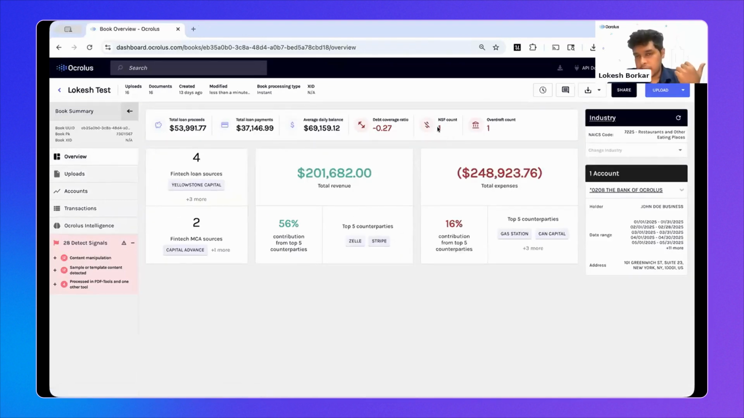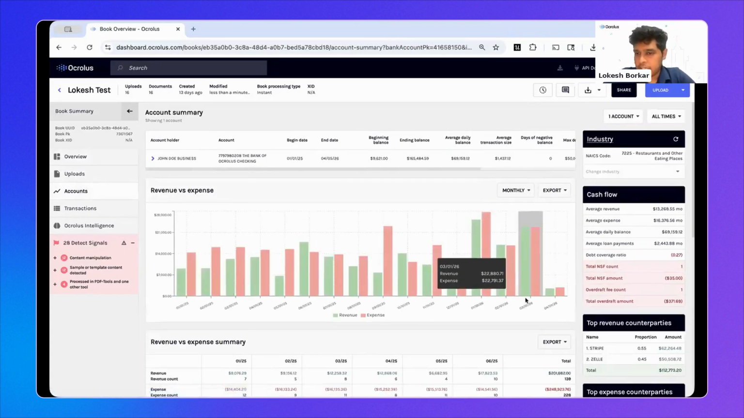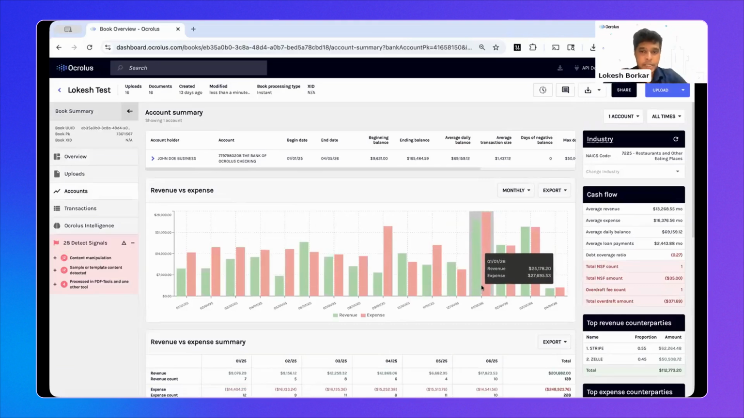Remember, we had just one NSF count and one overdraft count. The picture is still the same. Even on the 4th of April, we just have one NSF count and one overdraft count. Our total loan proceed is also 53,000, which is just 50,000 of our loan and 3,000 existing before, which means that they have not taken a new loan. And their revenue and expense numbers are neck and neck, basically improving their situation from here.